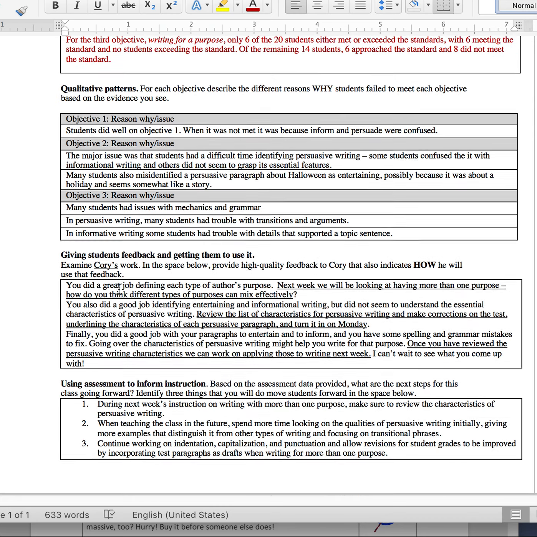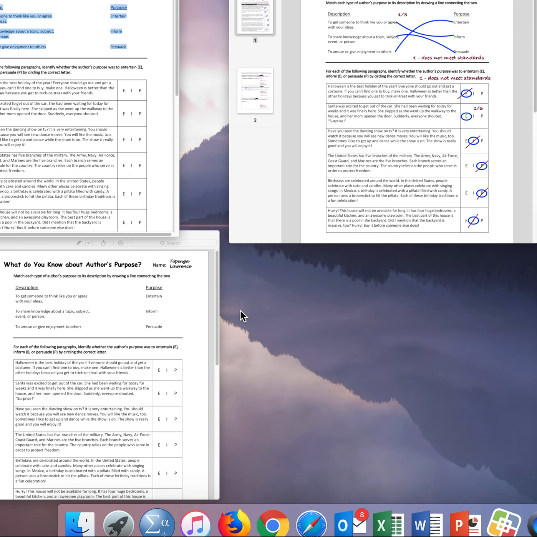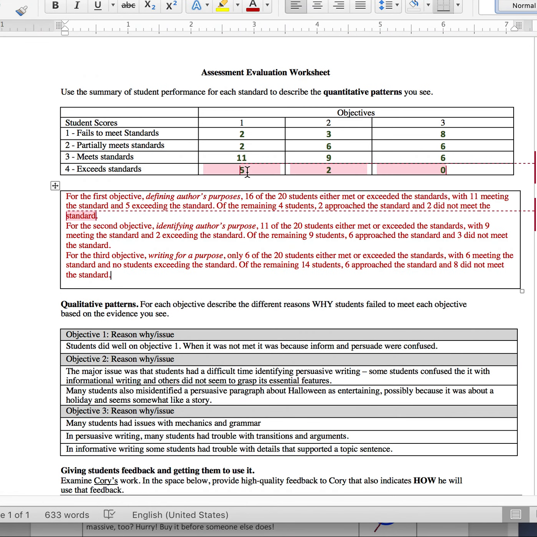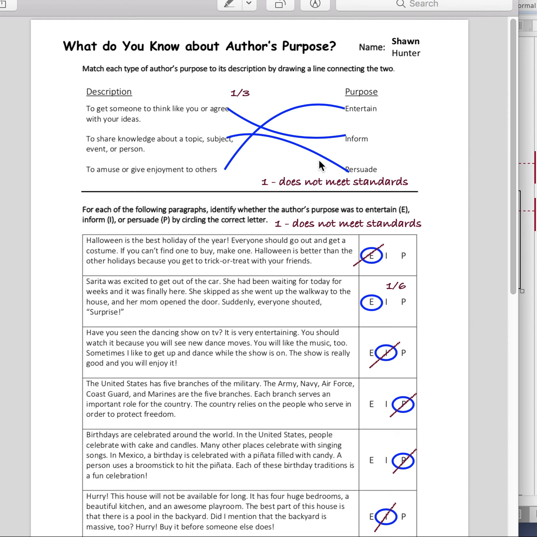The more complicated part will be identifying the qualitative patterns, right? And so you will have to go through objective 1, objective 2, and objective 3. Now, in this case, you will be referring back to these distributions to get a feel of how people did on different particular skills. But then you'll be looking at the actual data to try to figure out, well, what's going on.